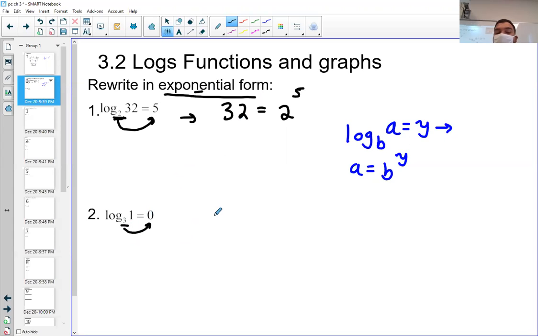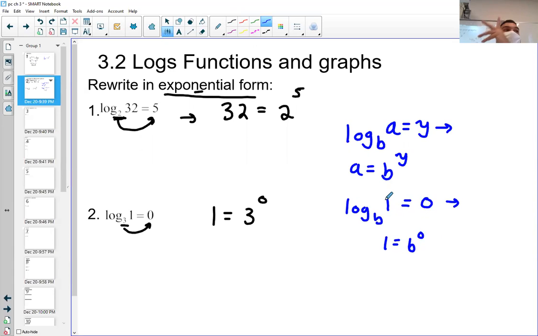This one, when I convert it to the other side, 1 equals 3 to the 0 power. Okay. And that makes sense. Anything to the 0 power is 1. So here's another generic rule. Log, no matter what the base is, if your result is 1 inside the log, that means it has to equal 0. Because anything to the 0 power gives you 1.